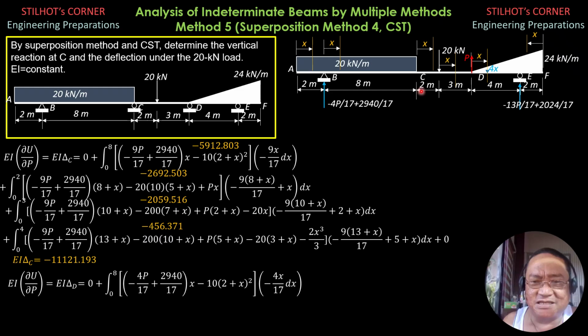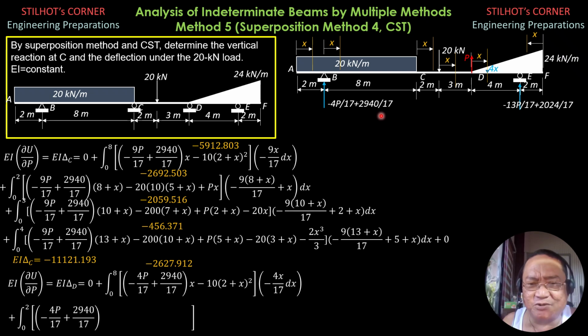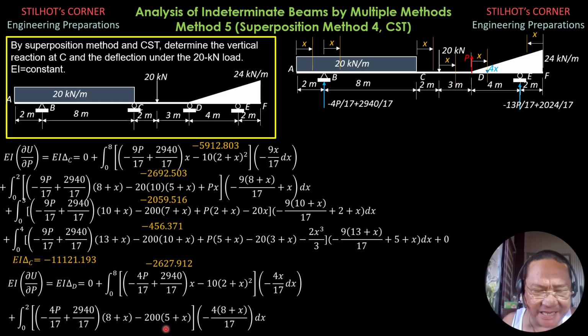Then next, in this section, the integral from 0 to 2 of quantity negative 4P. By the way, the value of that integral after we set P to 0 is negative 2627.912. Then the next integral from 0 to 2 of quantity negative 4P over 17 plus 2940 over 17 times quantity 8 plus x, minus 200 times quantity 5 plus x. Then the derivative of that moment equation with respect to P is negative 4 quantity 8 plus x over 17 dx.